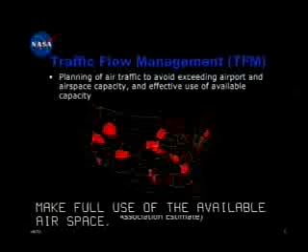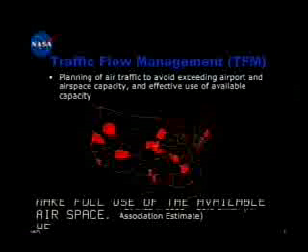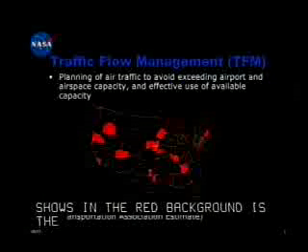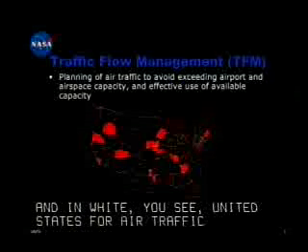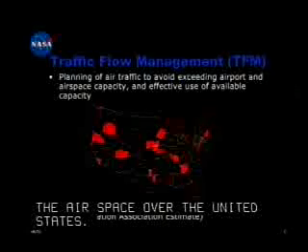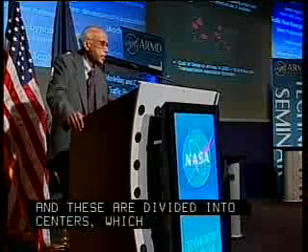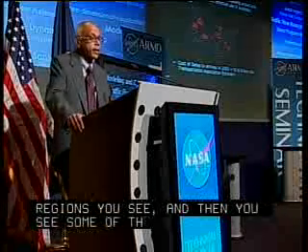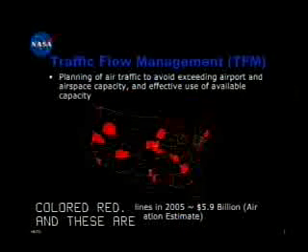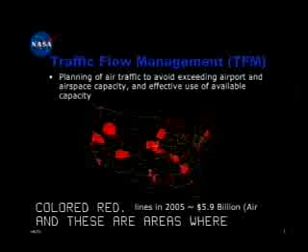Here I have a graphic which shows in the red background the geographical United States, and in white you see the United States for air traffic purposes, the airspace over the United States. And these are divided into centers, which are those white regions you see. And then you see some of the areas being colored red. And these are areas where traffic may be exceeding airspace capacity.